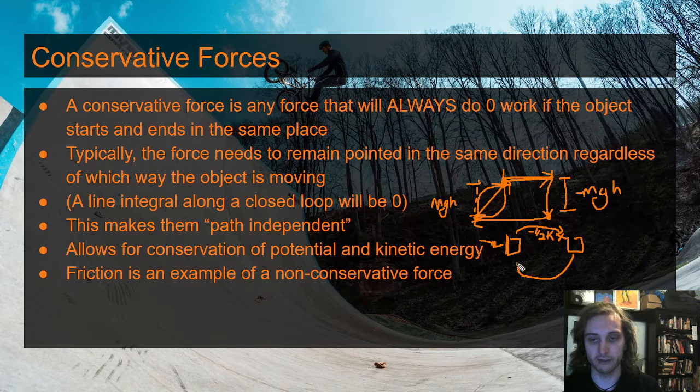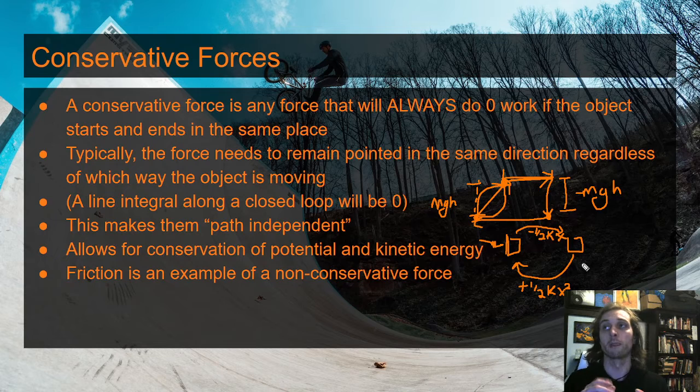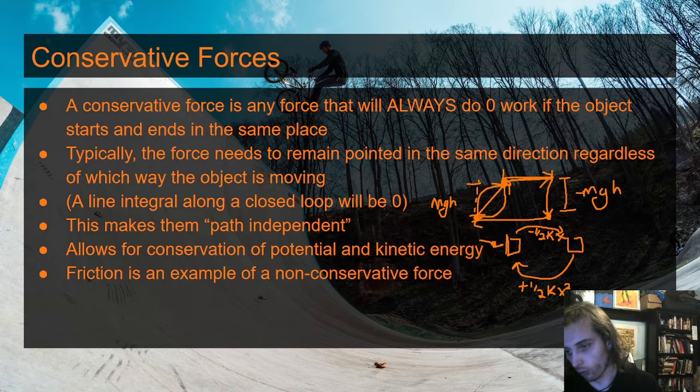But then when you bring it back from here to here, it'll do the same amount of work, but this time positive, 1/2 kx squared. And so when you go on that closed loop, the spring does no work. The reason why that happens in both of these cases is because the force from the object is always pointed back towards one location. In this case with the spring, it was always pointed back towards the middle. And even if we had brought it over here, it would always be pointed back towards the middle.